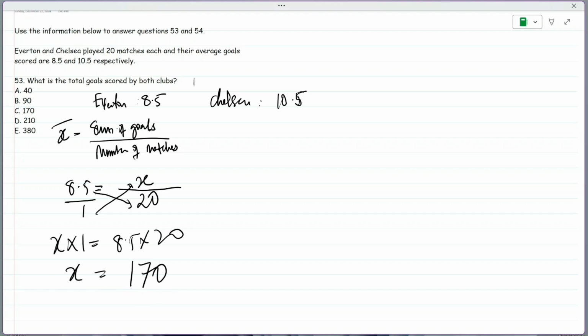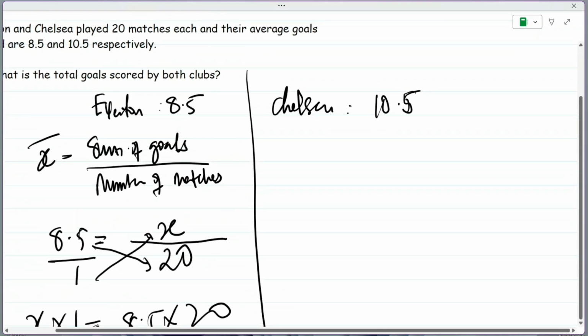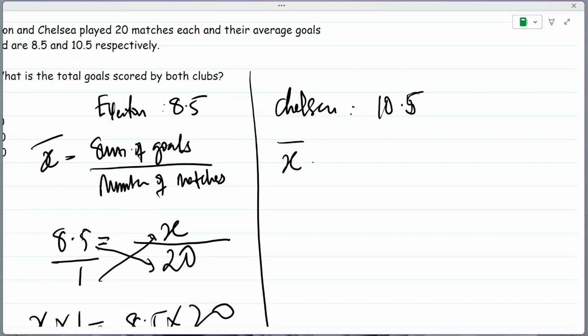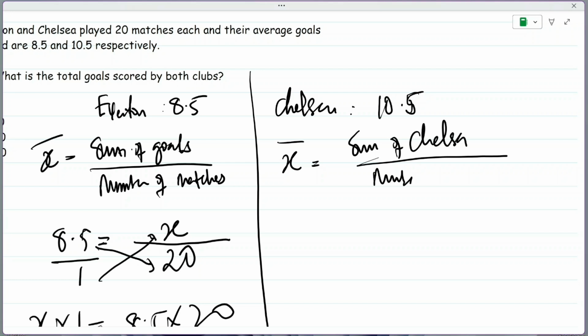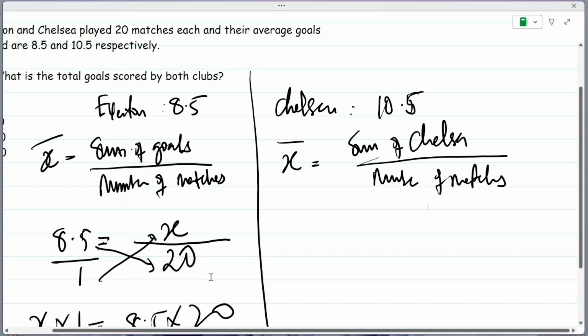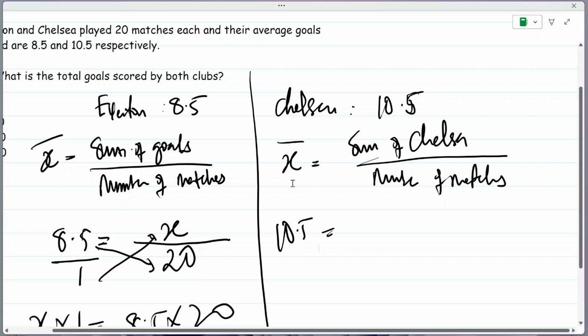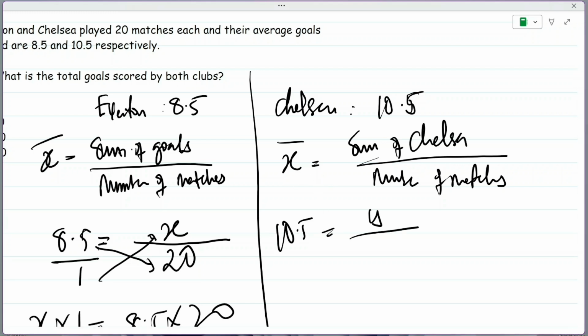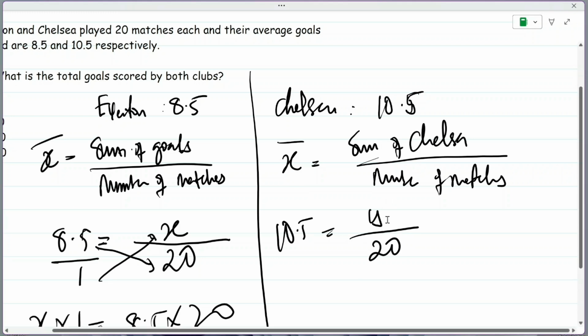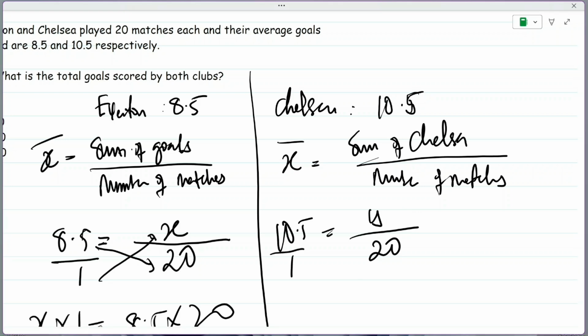Now let's do Chelsea. So the same mean formula. We have our formula for the mean as mean equals the sum of all goals scored by Chelsea in 20 matches over the number of matches, which is 20. We've been given the average goals, which is the mean, as 10.5 equals the sum of all the goals scored by Chelsea, let's make it y, over the total number of matches, which is 20. Now we're looking for the sum of all the goals scored by Chelsea in 20 matches. So we have it as this over 1.